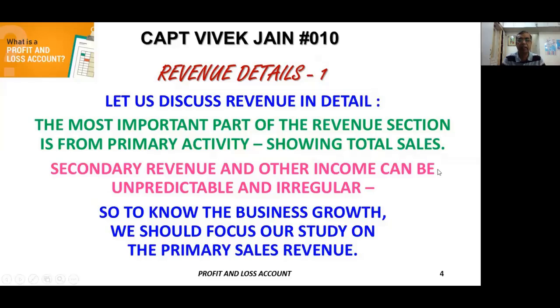Now let me also tell you the revenue details. The most important part of the revenue section is, as I said, primary activity, which shows the total sales of the company. Secondary revenue and other income will also be mentioned there if it is there, but it cannot be predicted, it cannot be consistent, and it cannot be regular. So to know the business growth, an investor should normally focus the study on the primary sales revenue.